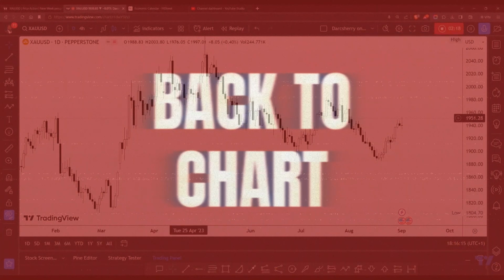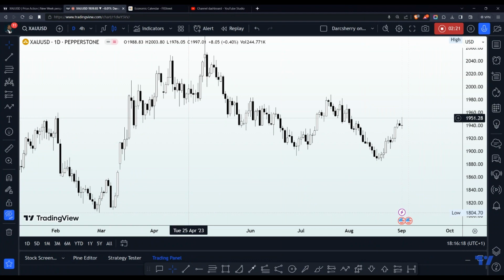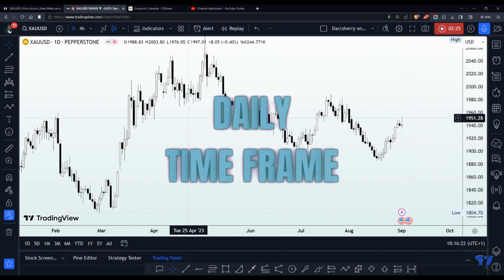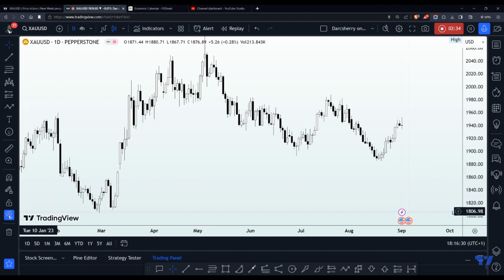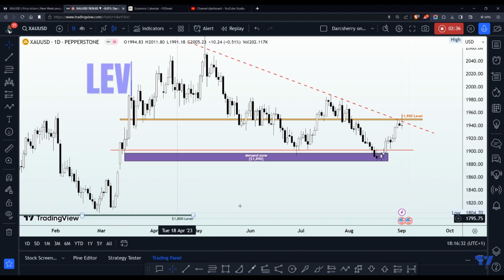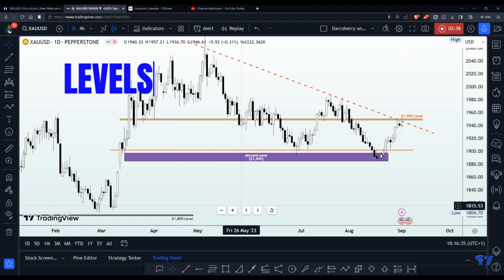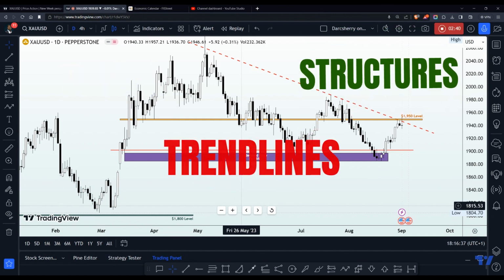So here we have our center of focus for this session, which is going to be on the daily time frame, where I was able to identify a simple setup that we can use to guide our trading activity for the new week. Now on the daily time frame, these are the levels, trend lines, and structures I was able to identify.